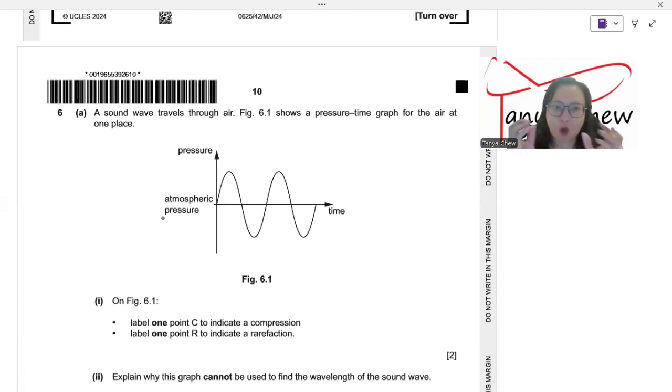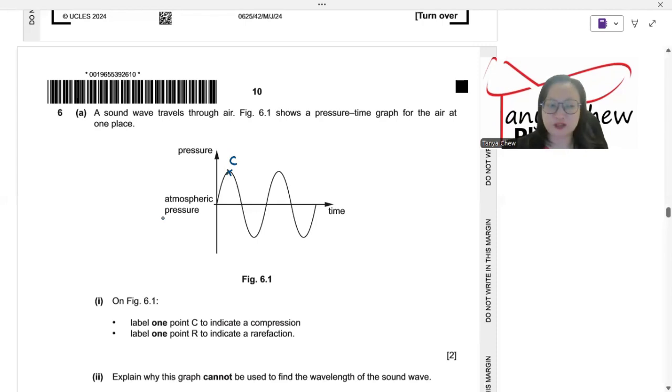Compression means that all the air particles are coming closer to each other. At the center of compression, the center air particle cannot move because it is compressed in two directions. Just imagine yourself as a human. I don't like people to come close to me when it is too close and I don't have the freedom to move. I feel quite stressed out, so pressurized. So at the center of compression, the pressure is maximum. So you put C here.